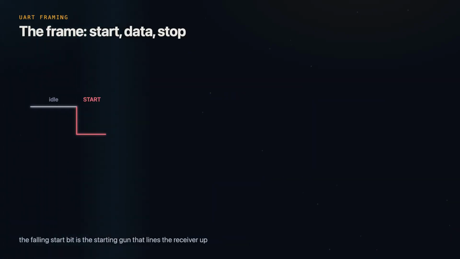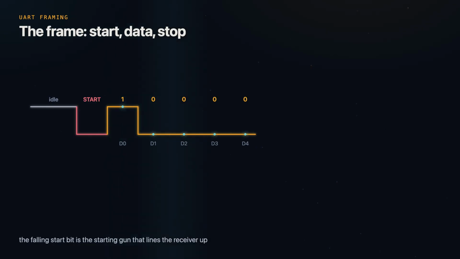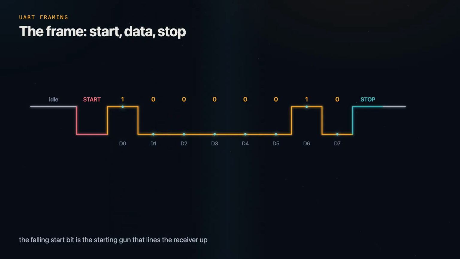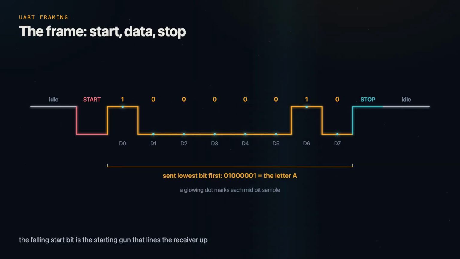So how does the receiver stay lined up with a frame? The line idles high. When the sender drops it low for exactly 1 bit, that falling edge is the starting gun. The receiver sees it, starts its own stopwatch, and samples the middle of each of the next 8 bits. A stop bit brings the line back high, ready for the next one. Small detail: UART ships the lowest bit first. 1 start, 8 data bits, 1 stop, 1 frame per character.